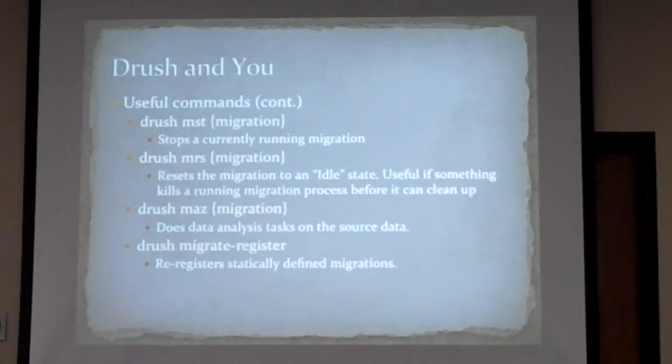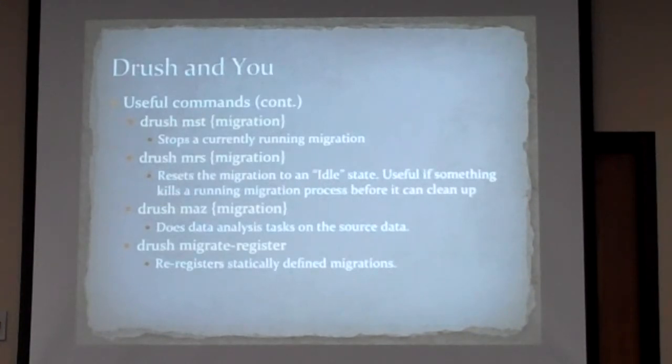But there are a couple more commands. You can do drush migrate-stop, which just stops the currently running migration. If you've got one running in the background that's been running for a long time, and you need to stop it for whatever reason, you should use that because it needs to do some cleanup after it's done. If you just Control-C kill it, you will get into a state where the migration thinks it's still running even though it's not. And that's what the next command is for, drush migrate-reset-status, which resets the migration to an idle state.